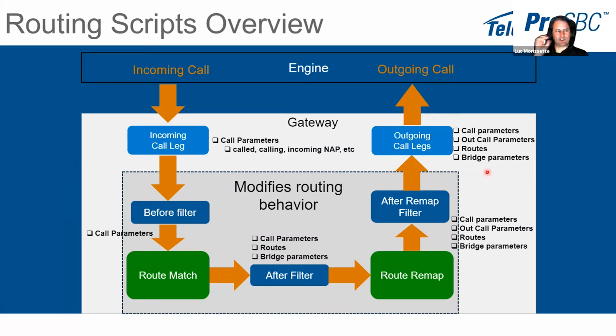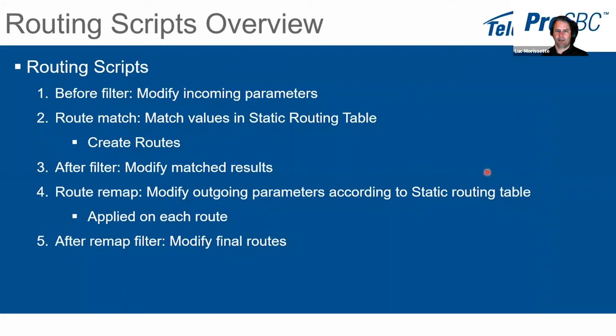Okay. So it gives you a very flexible way of modifying the information that you get for your routing. So just to review here, before filter, it modifies incoming parameters. Route match will be used from the static routing table, and it will be used to create possible routes in the system. If you use an after filter, it's going to modify all those matched results. So those routes that were created, you can modify them.